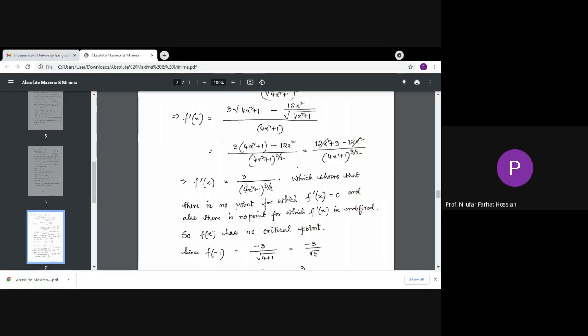Why? Because f prime x cannot be equal to 0, because you know f prime x will be equal to 0 when the upper part is 0. The upper part contains only 3. There is no x here. This 3 cannot be equal to 0. So there is no point where f prime x becomes 0. There is no point where the lower part becomes 0. So for all values of x, this function's derivative is defined everywhere, and it cannot be equal to 0. So there cannot be any critical point. Okay, for this function, there is no critical point.